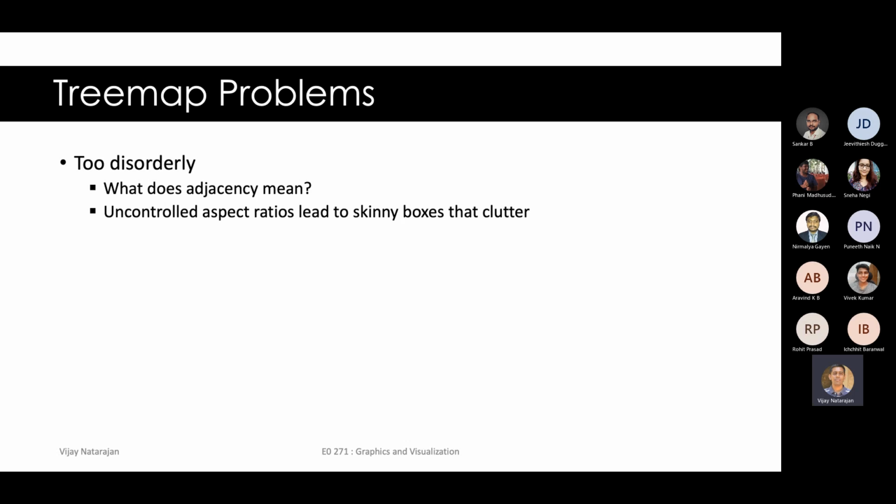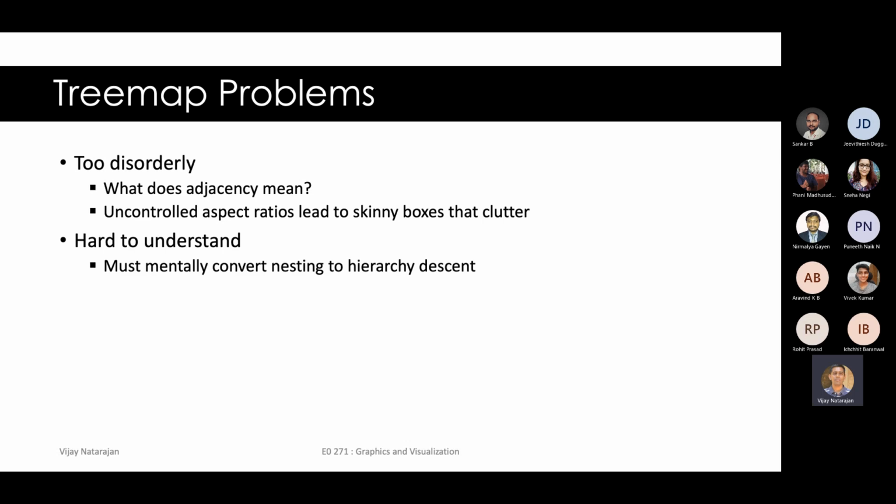Some of the issues, like I said, with the tree map are that it's disorderly, so the adjacency is difficult to understand. The aspect ratios change significantly, which leads to skinny rectangles, and these rectangles are difficult to compare. They also clutter up your image, making it difficult to read. Overall, your understanding is made difficult because you cannot clearly look at the nesting, the hierarchy.